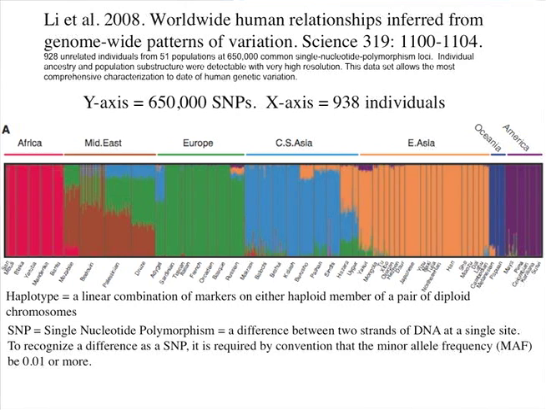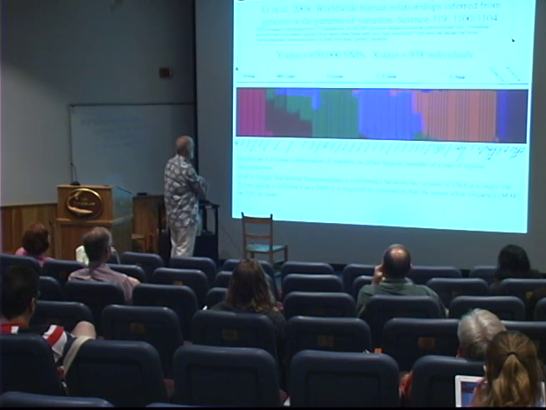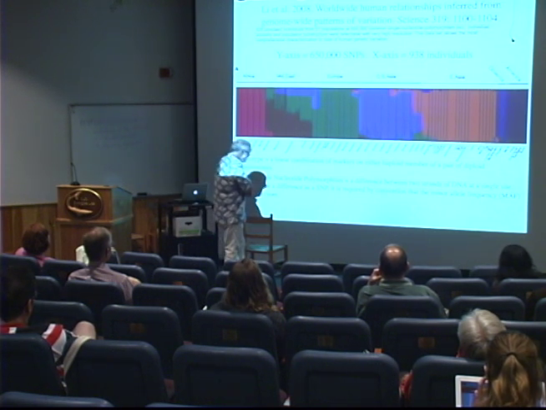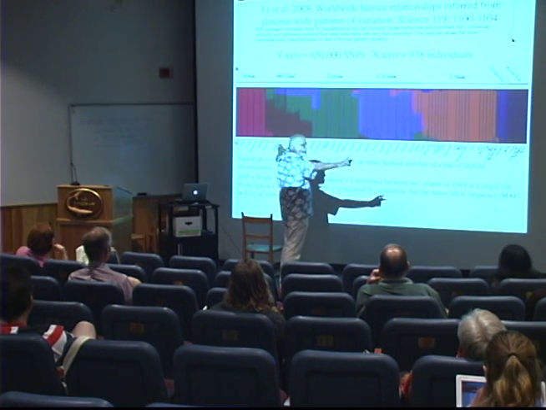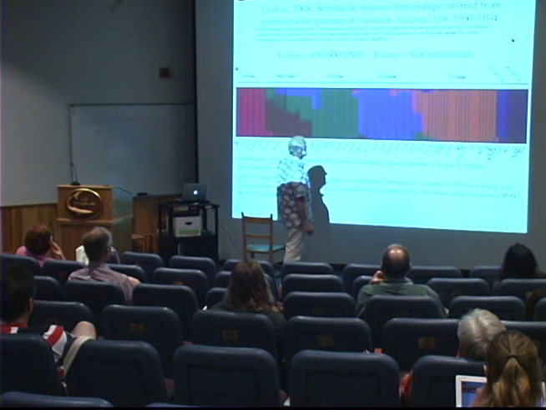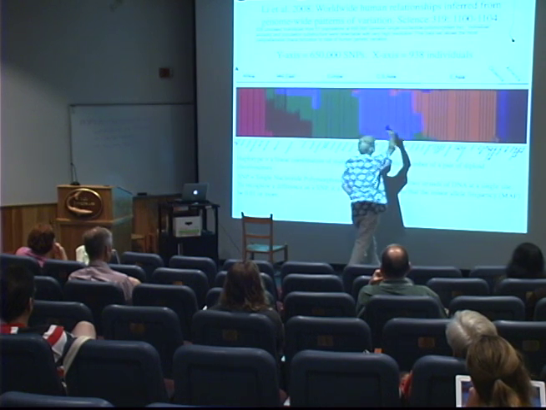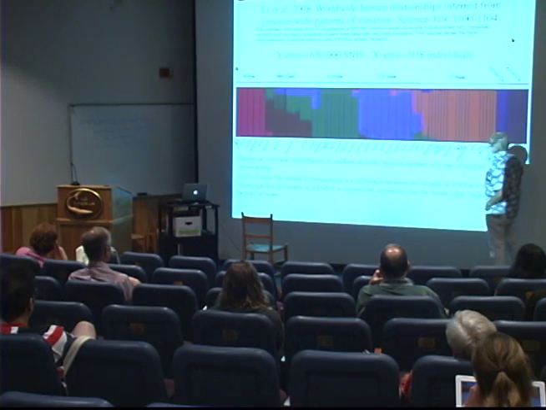Now let's go to SNPs, okay? And I'm going to spend a little time on this slide. I really love this study. I think this is a landmark study, and it will have follow-ups that will go into greater detail, and we'll learn more. But this was the first time that people had really looked at human genetic variation across the planet. They took 938 individuals. They came from Africa, the Mideast, Europe, Central South Asia, East Asia, Oceania, and the Americas. So here they're dealing with Native Americans.